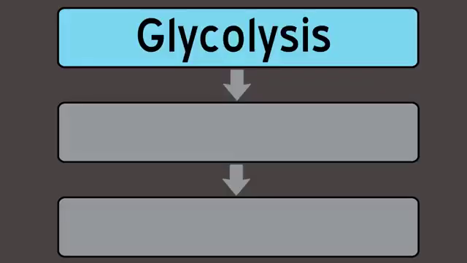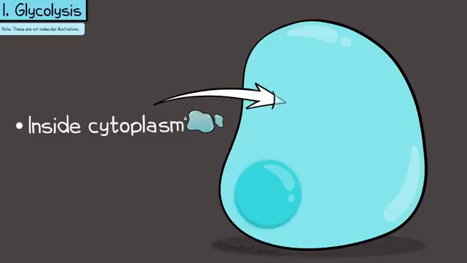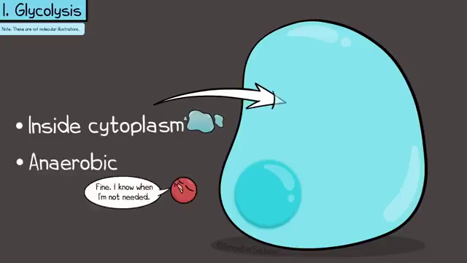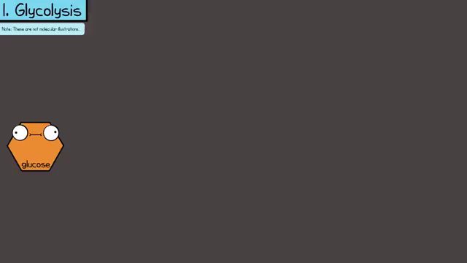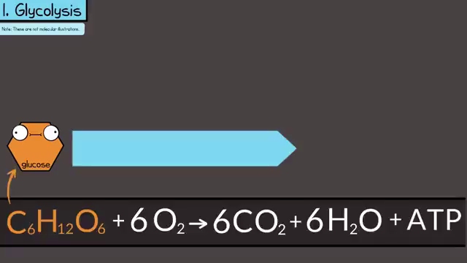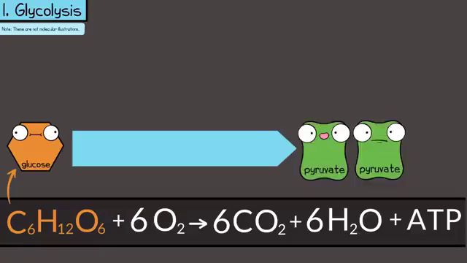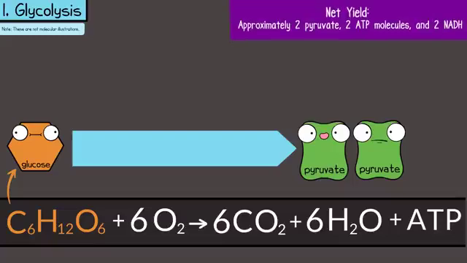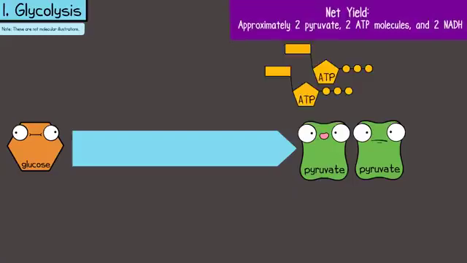Step 1, glycolysis. This step takes place in the cytoplasm, and this step does not require oxygen. It's considered anaerobic. In glycolysis, glucose, the sugar from the equation, is converted into a more usable form called pyruvate. Glycolysis usually takes a little ATP itself to start up. The net yield from this step is approximately 2 pyruvate and 2 ATP molecules, and 2 NADH.